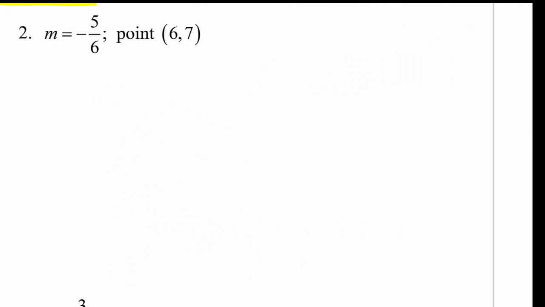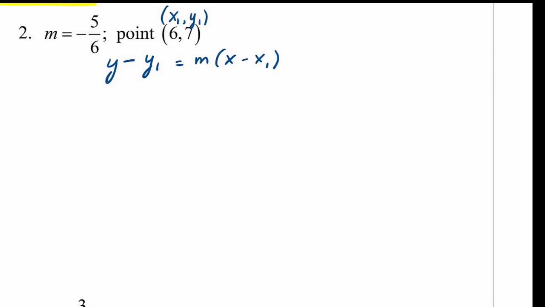Okay, so now in our second example, m is negative 5/6, so it's a fraction. Don't freak out. The point is (6, 7), so we're going to label that x1, y1. Okay, so we've got those labeled, and there's our m. So again, the point-slope form is y minus y1 equals m times x minus x1.